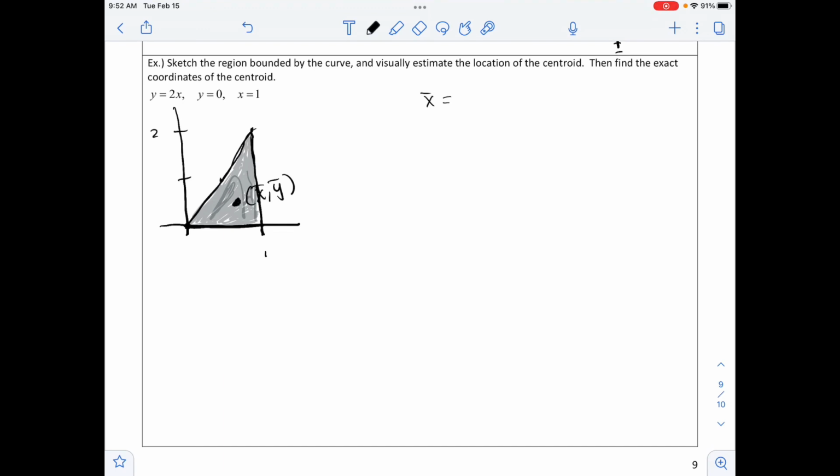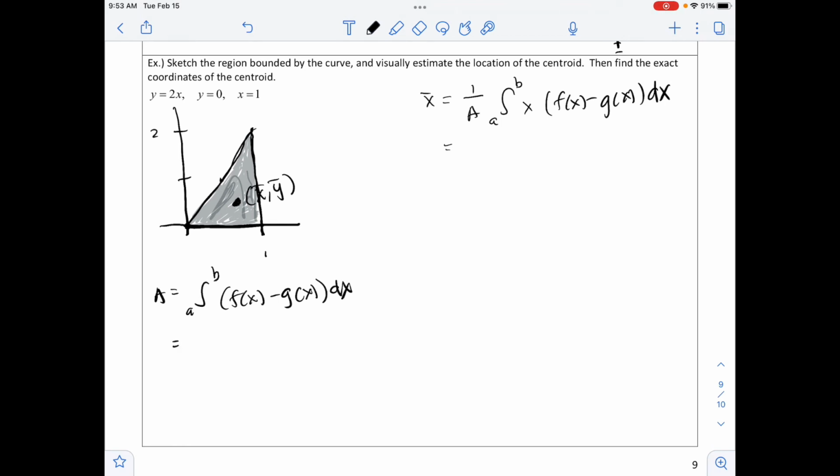And in order to get x bar, since we are dealing with the region, the formula on the previous page was 1 over A times the integral from a to b of x times f of x minus g of x dx. And so the area that we need to find, and I'll write that down here, is going to be the integral from a to b of f of x minus g of x dx. And so we are integrating x from 0 to 1. That top function that we have is 2x. g of x would be that bottom function, which is 0, dx. And so we have the integral from 0 to 1 of 2x dx, which is going to be equal to x squared evaluated from x equals 0 to 1, which is just going to be 1 minus 0, or 1.